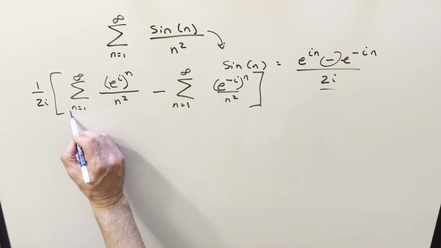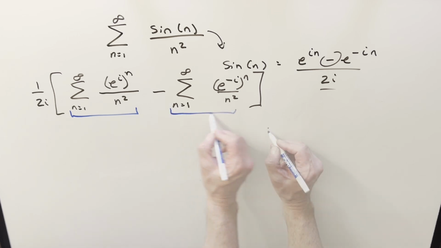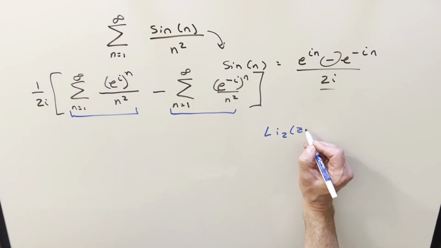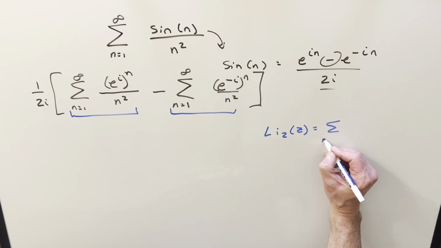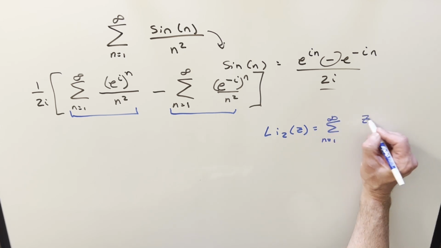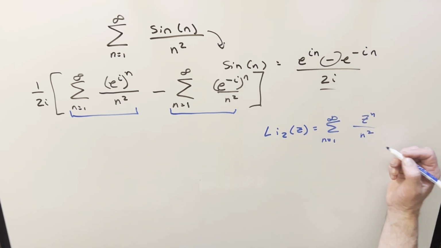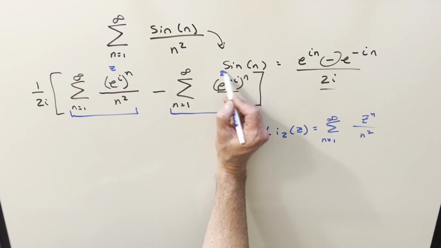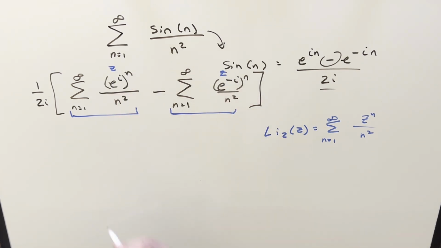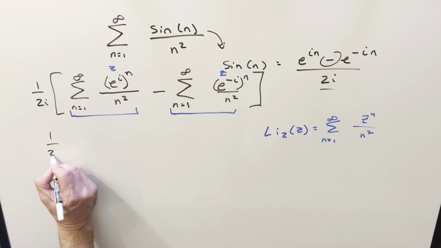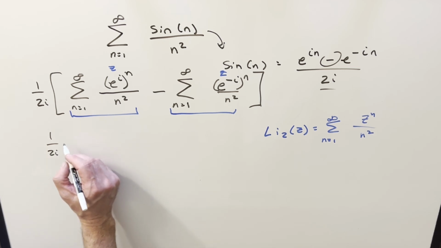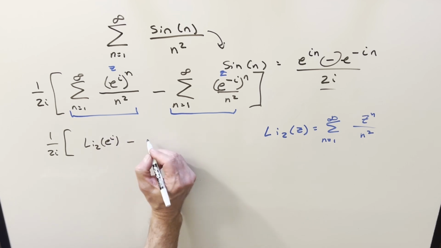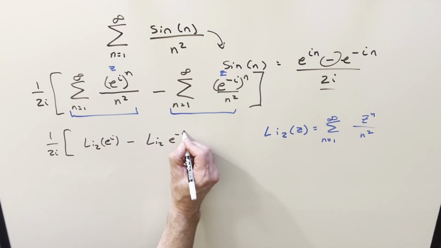What we notice is that each of these sums is in the form of the dilogarithm. The formula for the dilogarithm is the sum from 1 to infinity of z to the n over n squared. So in our problem, the z value is just going to be e to the i and e to the minus i. To rewrite this, we'll have 1 over 2i, and then the dilogarithm of e to the i minus the dilogarithm of e to the minus i.